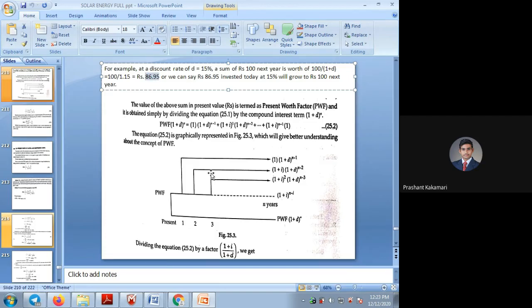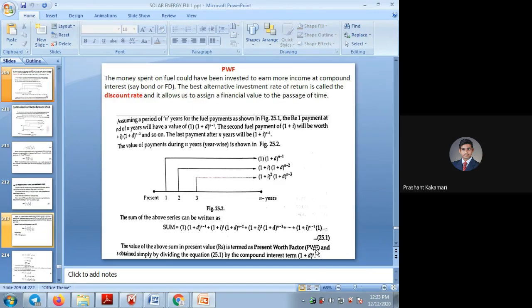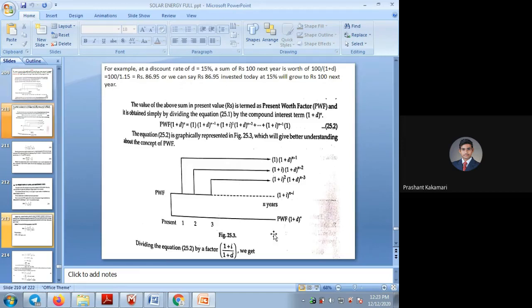Like this, this also can be calculated. The next is finding the equation for the present worth. What they have done is taken the same equation again, the value of the sum. Earlier they had taken the 25.1 equation here. Yes, the sum of these terms they have taken.